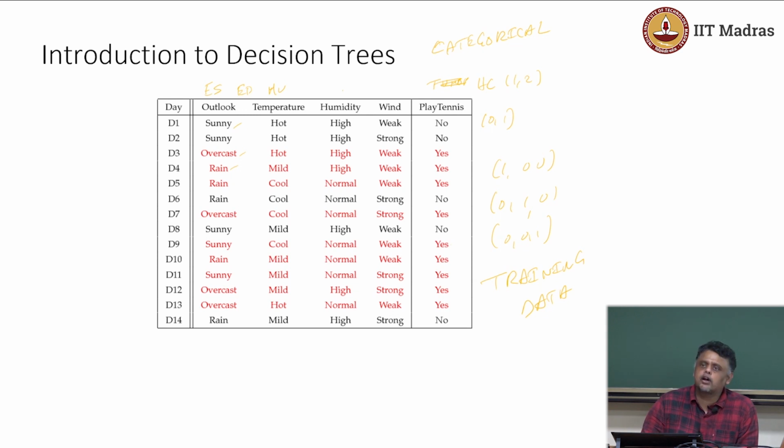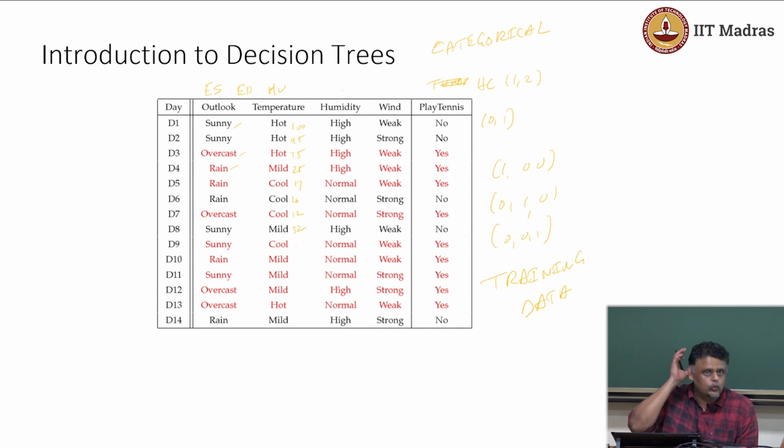But sometimes you have continuous variables. Let's say for temperature, I actually give you numbers. Then you have to find a threshold in the temperature. So instead of hot, let's say hot is 100, 95, 75 is also hot, mild is 25, cool is 17, 16, 12, mild is 32. Like that I give you numbers.